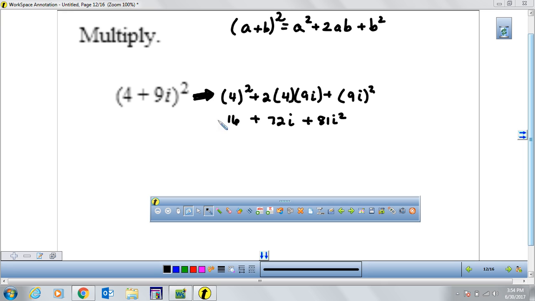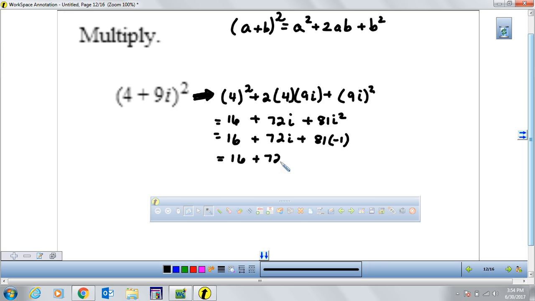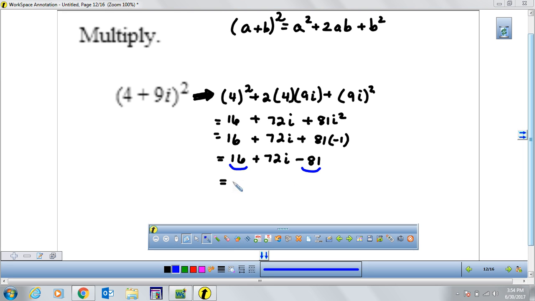What is the last thing that can be done here? Well, the last two things. Number one is that the i squared is going to be replaced with a negative 1. So that's going to make that 81 become a negative 81. So it's 16 plus 72i minus 81. And to finalize this, we can combine like terms. 16 minus 81 is going to give us negative 65, plus, of course, 72i. So this is in the form a plus bi. This is my solution for that.